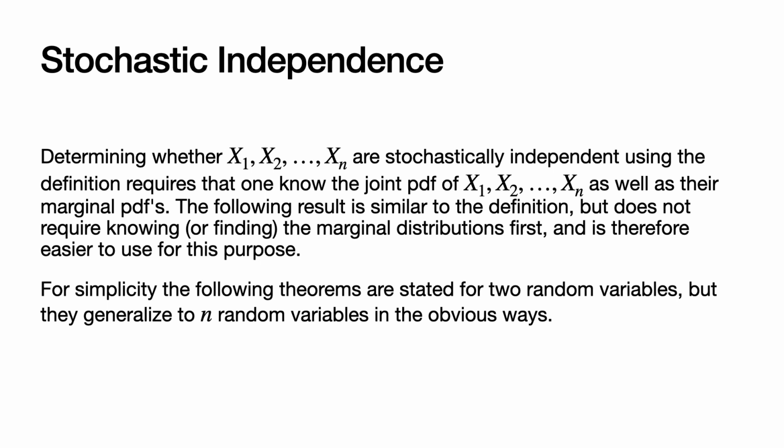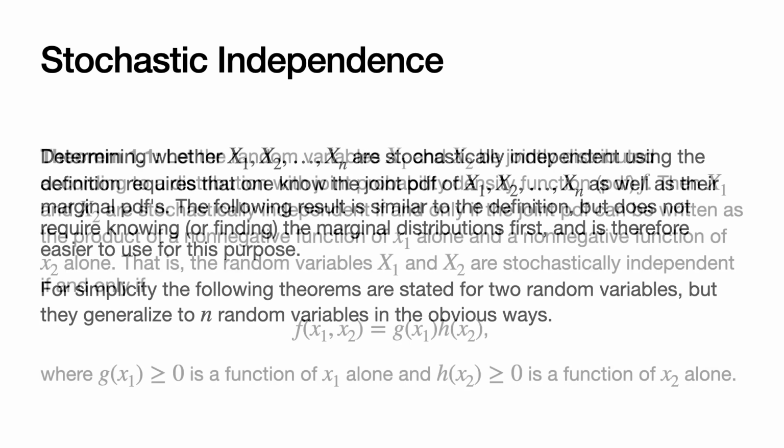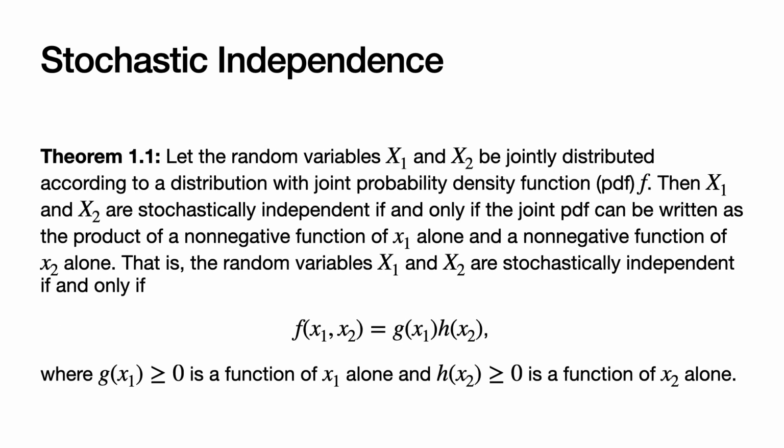Now, for simplicity, the following theorems that I'm going to be presenting are stated for two random variables, but they generalize to n random variables in the obvious ways. So this first result, we'll call it theorem 1.1. Let the random variables x1 and x2 be jointly distributed according to a distribution with joint probability density function given by lowercase f. Then x1 and x2 are stochastically independent if and only if the joint PDF, lowercase f, can be written as the product of a non-negative function of x1 alone and a non-negative function of x2 alone.